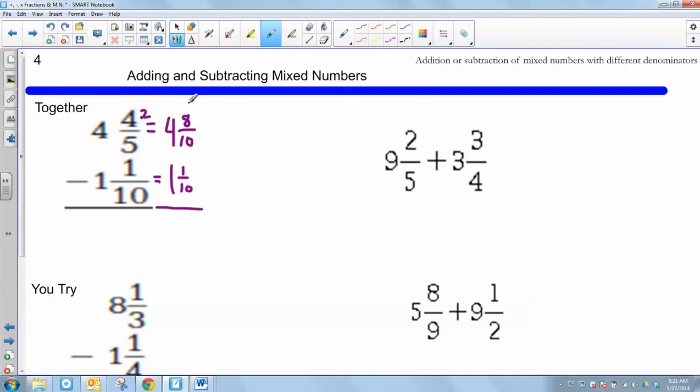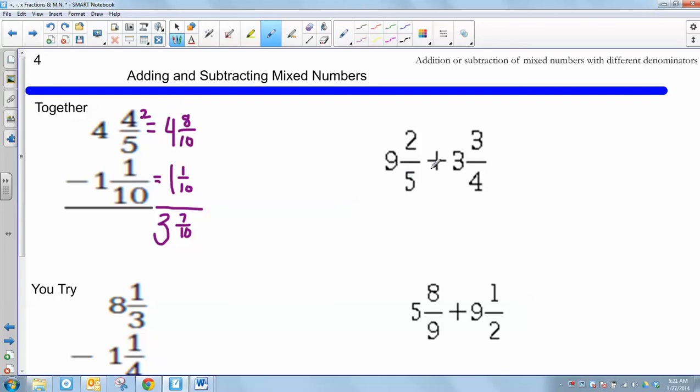So what am I going to do? I'm going to do 8 minus 1 gives me 7/10. 4 minus 1 is 3. So I should have a final answer of 3 and 7/10. I don't have anything to simplify there. All right, so let's try this problem.